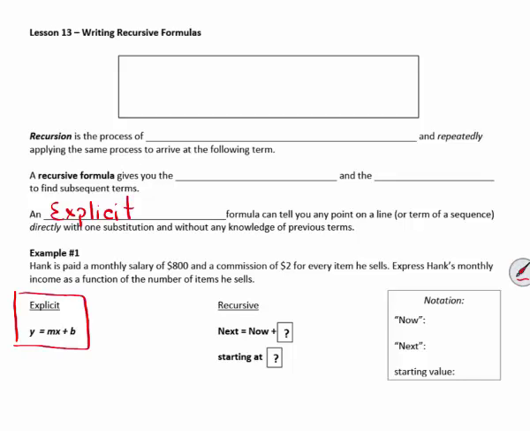And a recursive formula, instead of being like, okay, I can plug any number in and do it, you have to know a couple things. Our general format is that we're looking for what's coming next. In order to do that, it's what we have now plus some value. But in order to do this, you have to know where it starts. So starting at.